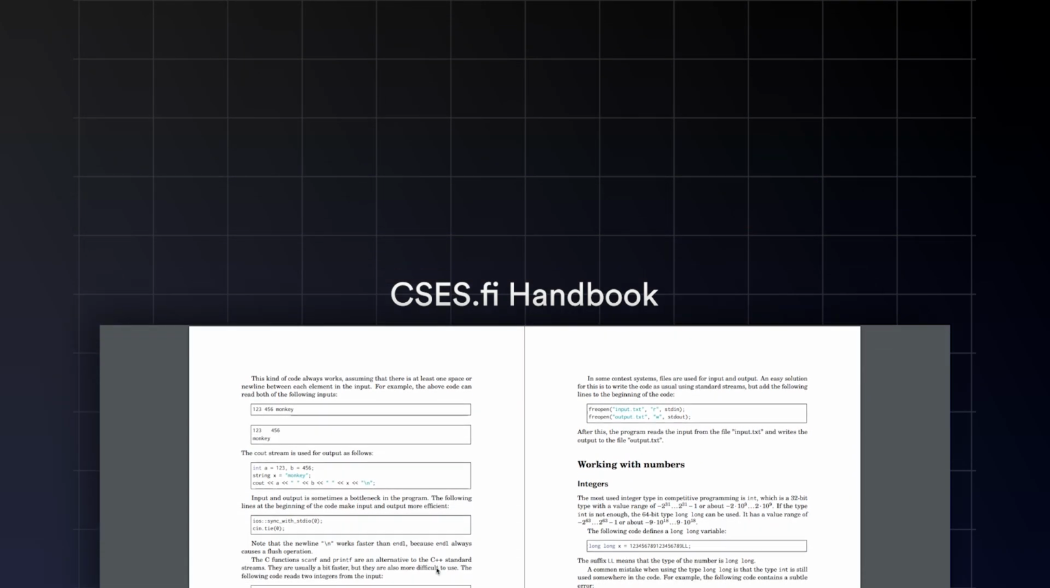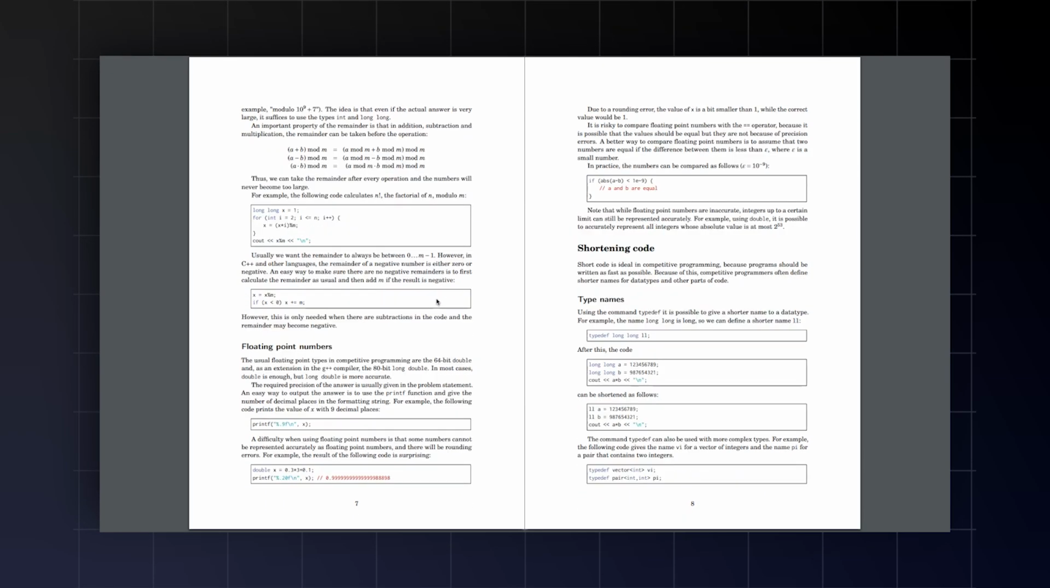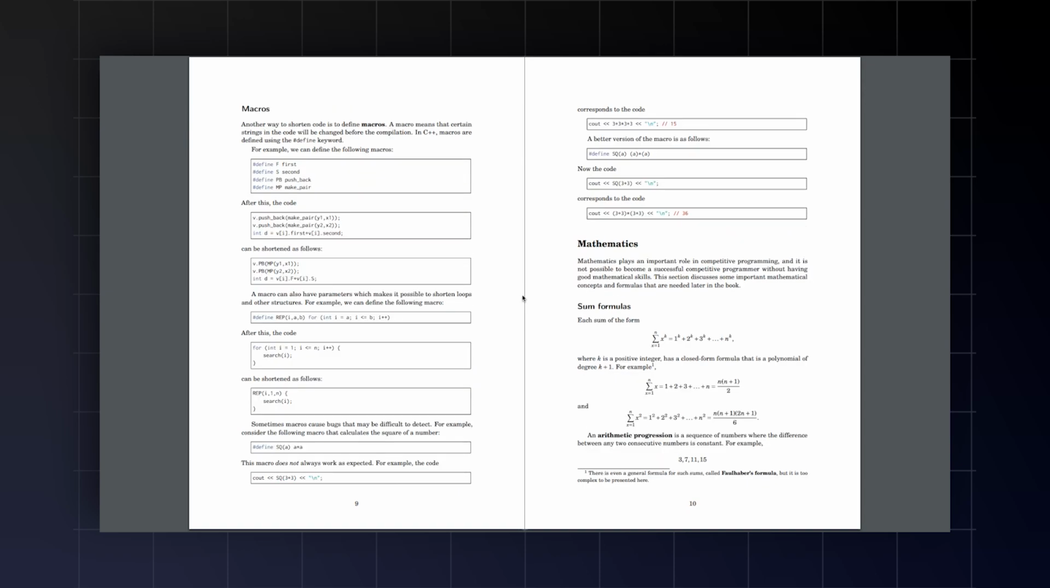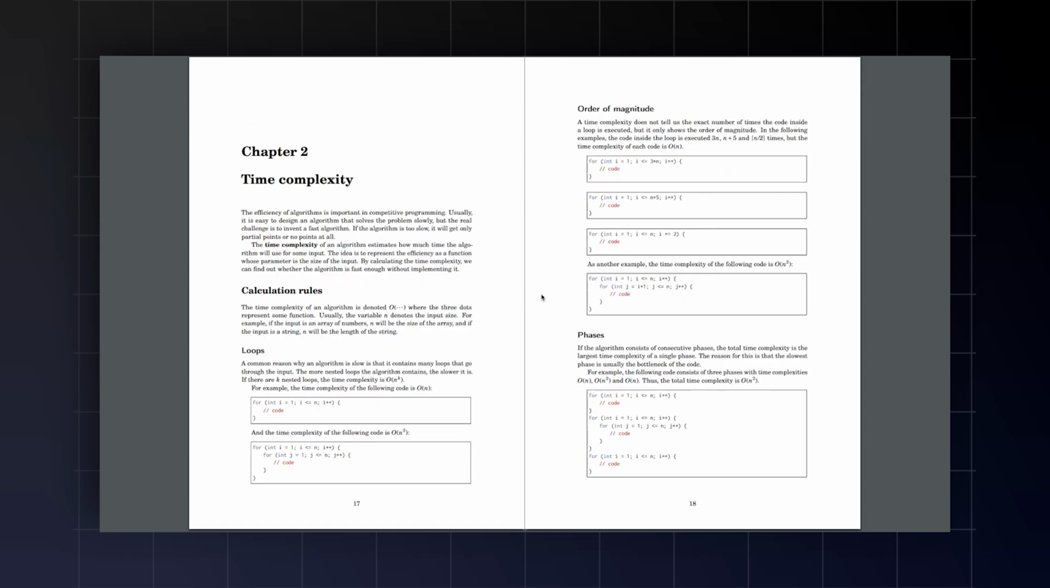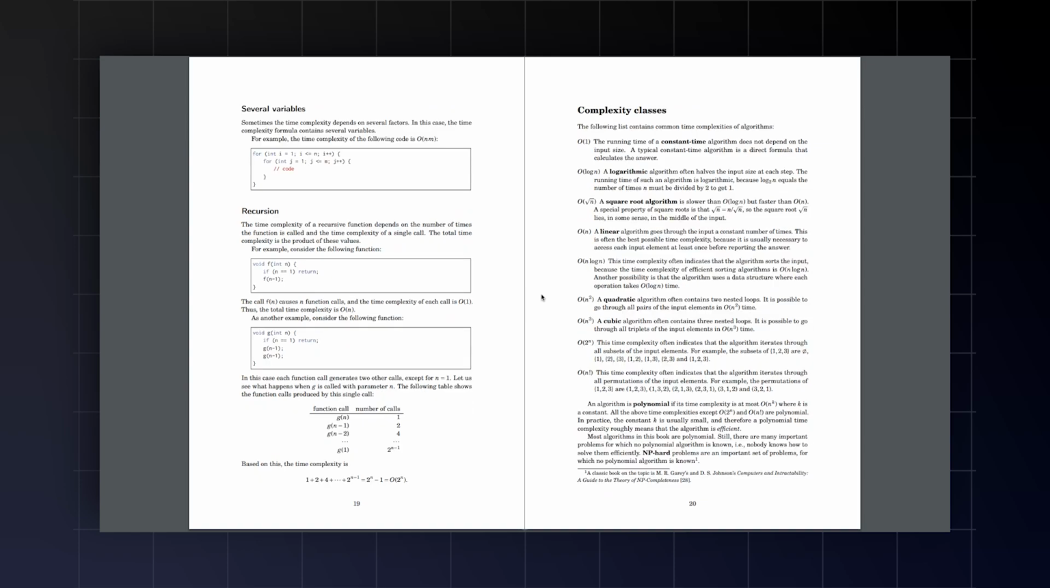Next is the CSES.fi Handbook. This handbook is tailored for individuals who are highly proficient with most LeetCode algorithms. It serves as a valuable complementary resource to the CSES.fi curriculum and is available for free.